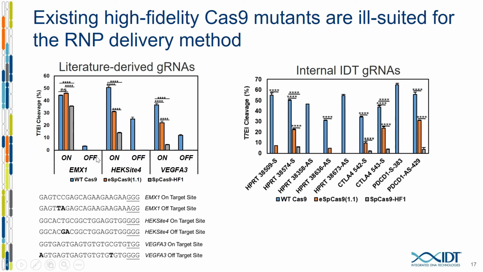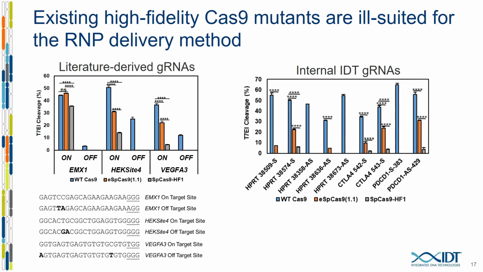These represent just a single off-target site for both. And we found that for EMX1, all enzymes were comparable to wild type for on-target, and all of them reduced off-target to undetectable levels, which is very good. But when we moved on to the HEK site 4 and VEGF-A3 loci, we started to see real problems with on-target editing, despite the fact that they were both good at reducing off-target.